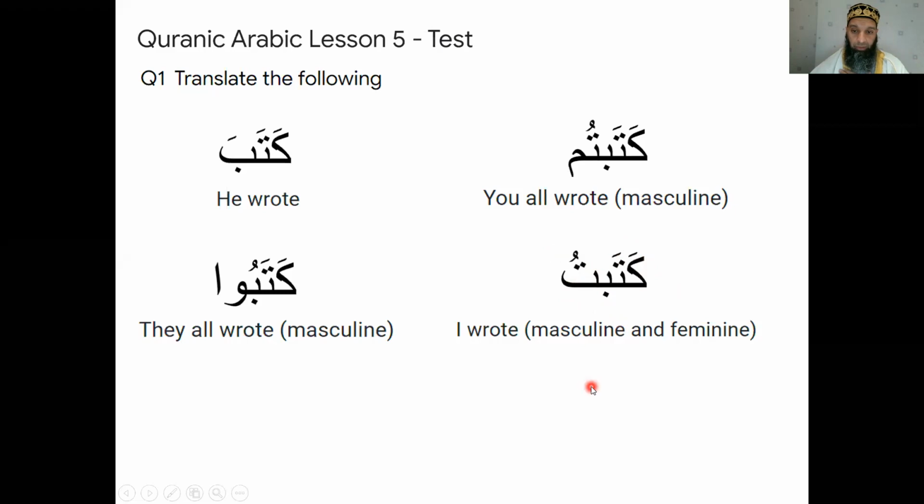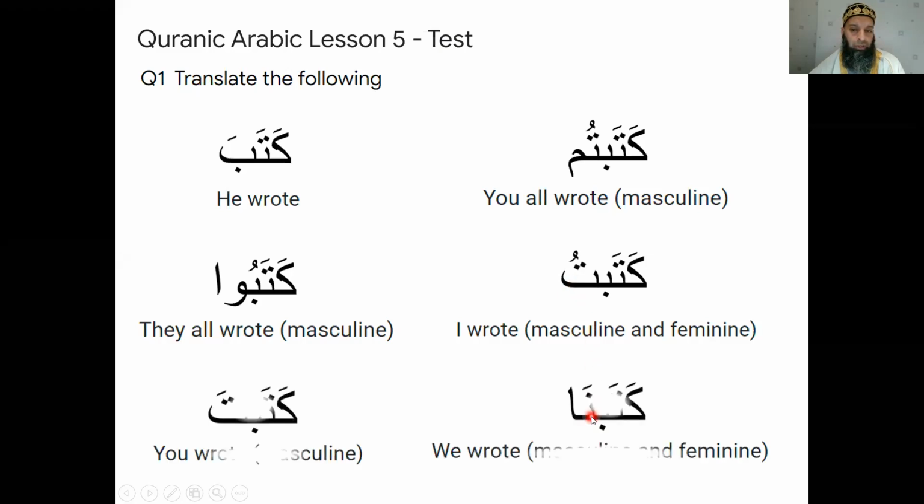Masculine and feminine. Wa ma khalaqtu al-jinna, and I did not create. Yeah, you know the verse. Wa ma khalaqtu al-jinna wal-insa illa liya'buduni: I did not create the insan and the jinn except to worship me. So khalaqtu, yeah, that tu is there. Katabta is you wrote, male. Katabna, whenever we see the na, it's us. Many times it's got something to do with the we, us, right?